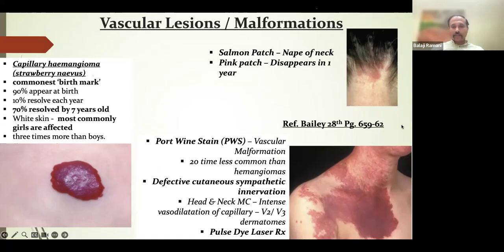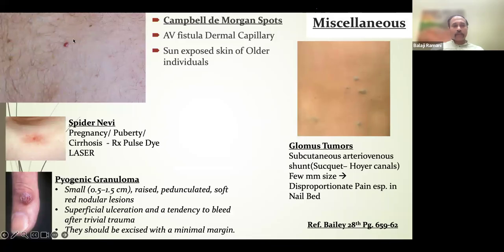Okay, right. So then, of course, you have these old age changes, as we call them, the Campbell de Morgan spots. Most of the elderly patients, if they have slightly fair skin, you will have this freckled appearance of these Campbell de Morgan spots. This is again a small dermal capillary arteriovenous fistula; in sun exposed older individuals, you will find it.